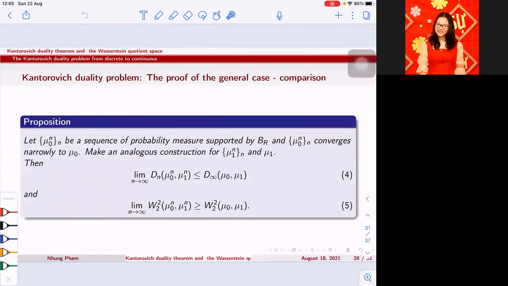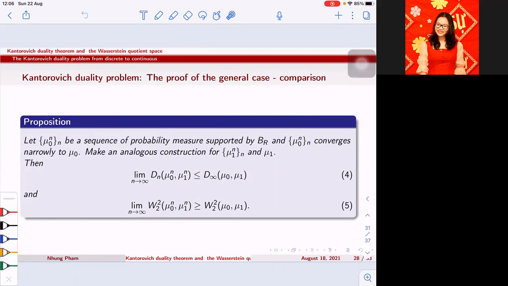Next, with the two sequences of measures we have just found, which converge narrowly to mu0 and mu1, we have some comparison. That is, the limit of the discrete duality formulation is less than or equal to the general duality formulation of mu0 and mu1, and the limit of the W2 squared of the discrete measures is greater than or equal to the W2 squared in general.